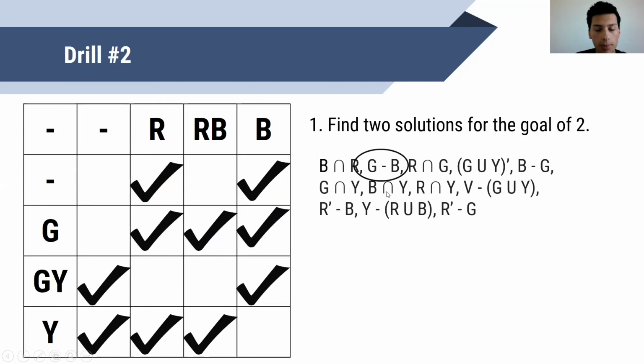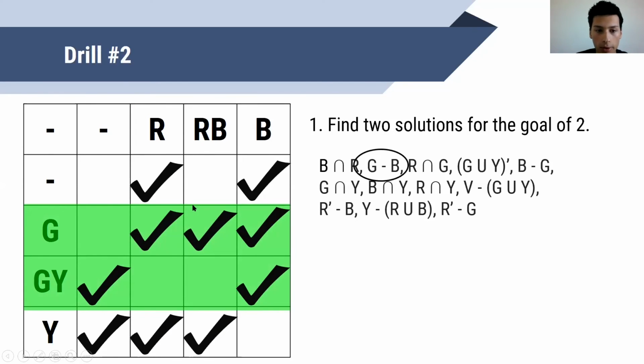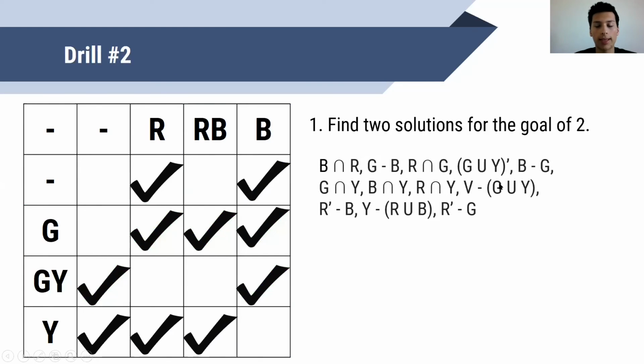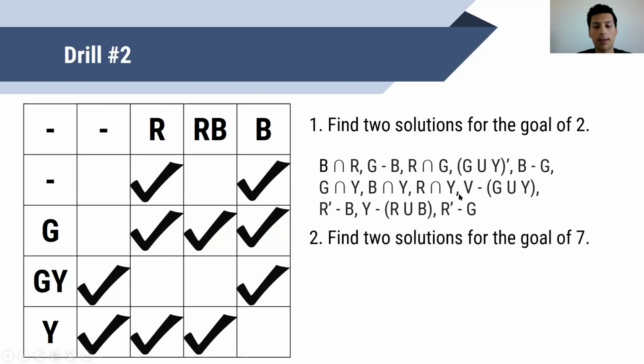Let's look at green minus blue. Green cards, there are 5 here, and we don't want any blue cards in our green section here. So we're gonna cross off the blue cards, and we're left with 2 cards that are green but are not blue. So that fits the goal of 2 here. Here is question 2. It's the same thing except that it's the goal of 7. So you try using the chart again to this time find solutions for a larger goal.